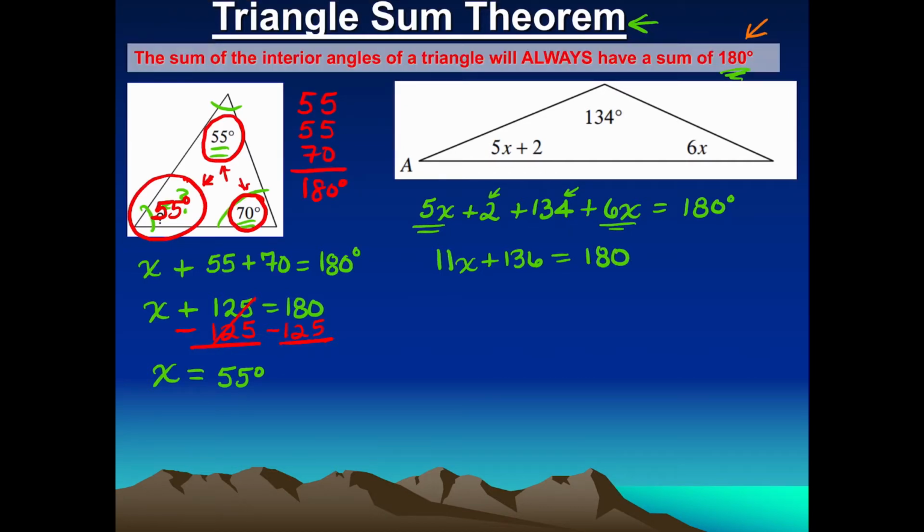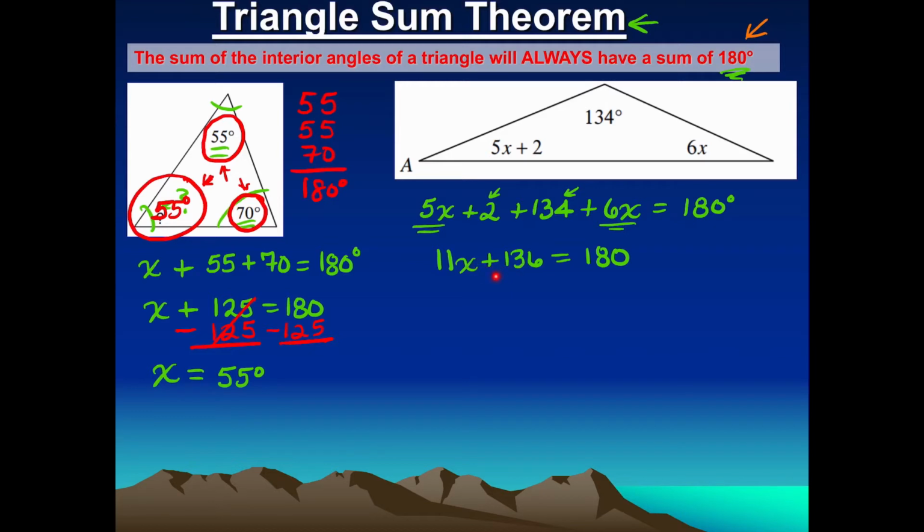Now what we have at this point is a basic two-step equation. So when we have a two-step equation, we can either undo 11x by dividing by 11, or we can undo plus 136 by subtracting 136. Now, I'm not giving you a choice, like, well, you could do either one. You have to do it in a certain order.